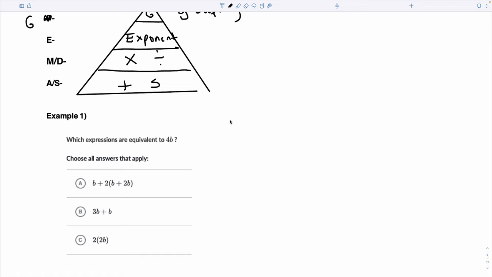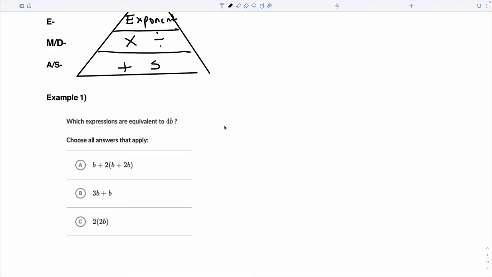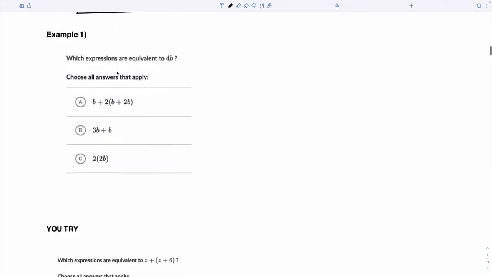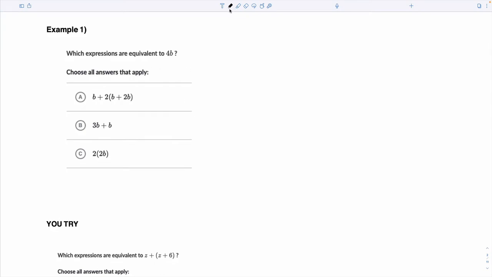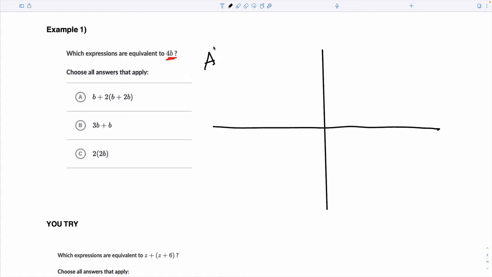Number 1. Another problem that the CAASP likes to test you on, and this is very similar to the wording they use. Which expressions are equivalent to 4b? Underline 4b. You're about to embark on a scavenger hunt, and you want to try to find everything that is like 4b. And that requires quite a bit of work. So I'm going to set up a grid, and I'm going to first start with answer A. These problems are really strange because they're kind of like 3 problems all in one. I have to dissect every answer before I move on to the next problem.